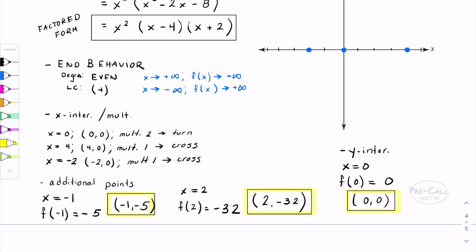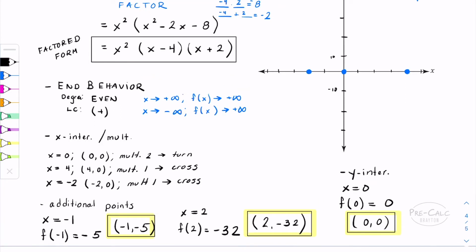Which means I need to fit down to negative 32 on the y-axis. Let's jump down by increments of 10. Remember, we're just sketching. The y-axis is increasing or decreasing by increments of 10.